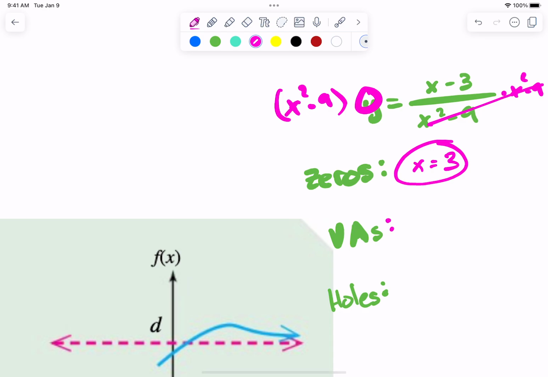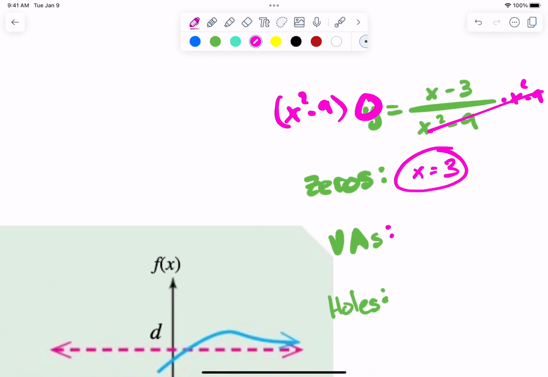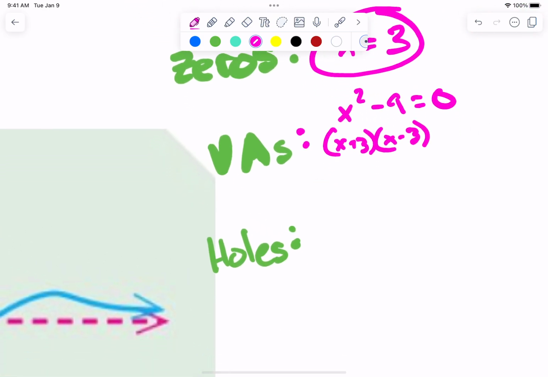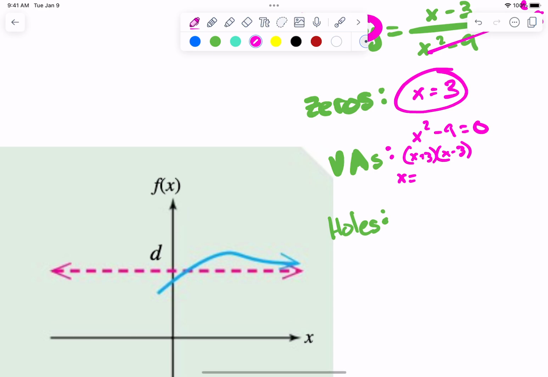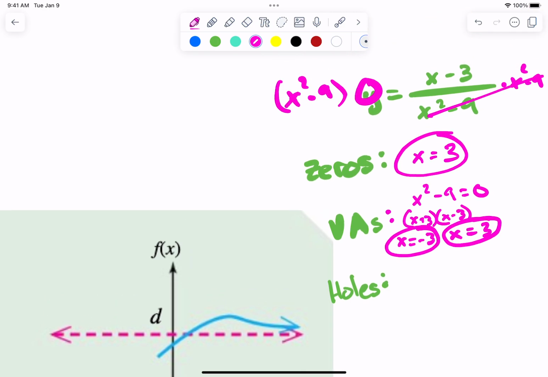Okay? VAs. How do you find a VA? Plug 0 into the bottom. Kind of. A VA is where you set the denominator equal to 0. So x squared minus 9 equals 0. Okay, but it breaks down, it's a difference of squares. It is x plus 3 and x minus 3. If I set x plus 3 and x minus 3 equal to 0, x equals negative 3 and x equals positive 3. Okay, one of those is a VA, one of those is not a VA. It's kind of tricky to know which one is which.